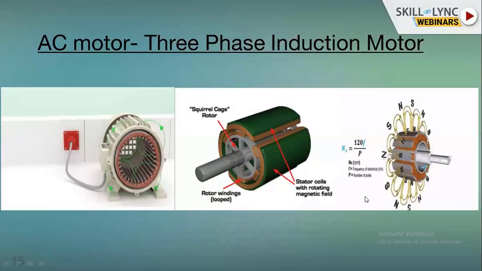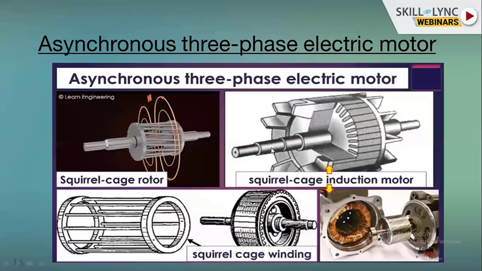Then let us move on to the next part. This is the same representation. What we have, the rotors are of different types, squirrel cage rotor and slip ring rotor. Okay. So this is a practical view of how the internal side of your three phase induction motor looks like. Okay. So this is how it looks like.